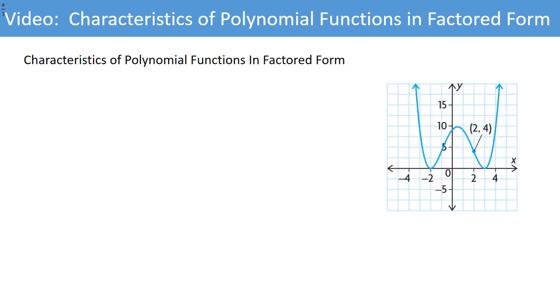Now we have our equation: y equals 1/4 times x plus 2 squared, x minus 3 squared. Again, verify this using decimals to make sure that our calculations are in fact correct.